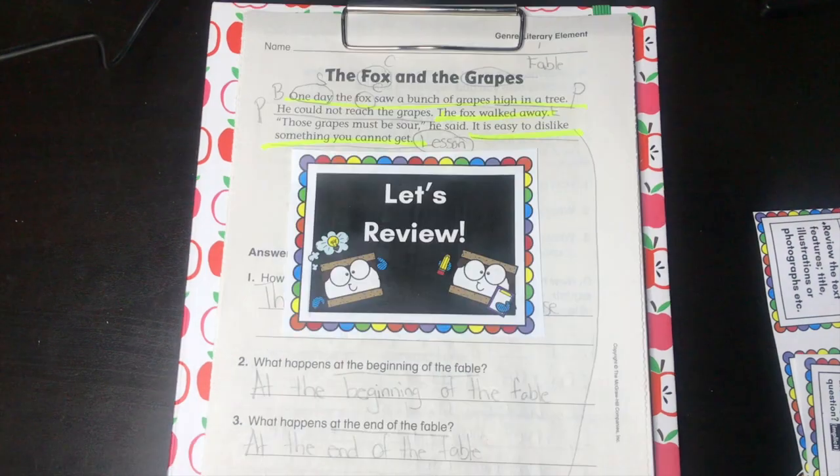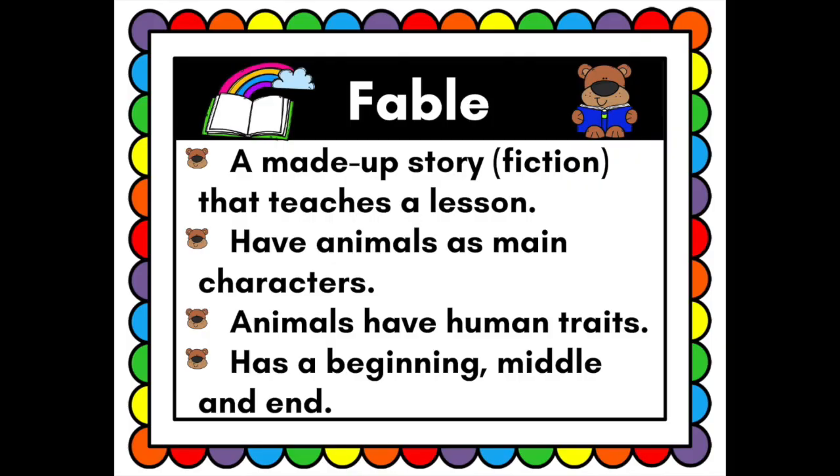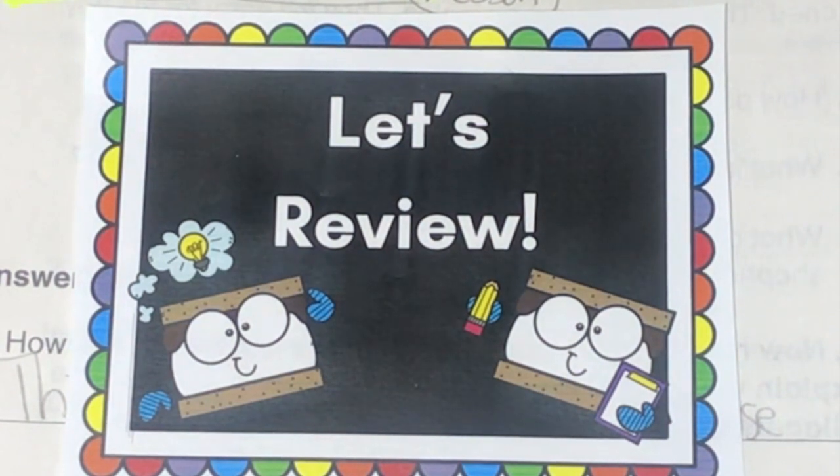Awesome. Let's review. Remember, a fable is a made-up story that teaches a lesson. It has a beginning, a middle, and an end. In the beginning of The Fox and the Grapes, Fox saw a bunch of grapes high in a tree, right? That was already a problem for Fox because he wasn't that tall. In the end of our fable, he walked away. The lesson is, it is easy to dislike something that you cannot get. Remember, Mr. Hernandez already told you about this. Sometimes people will see you doing things that are beautiful and great, and you have to keep going. You cannot let people make you dislike something they cannot get.